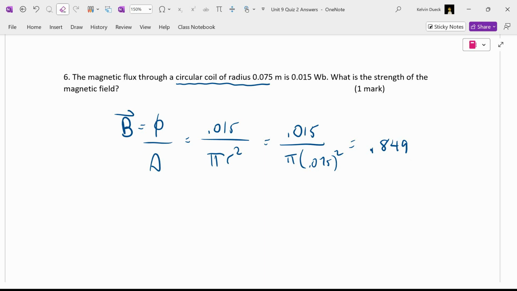Units for magnetic field strength: Teslas. And this one, I guess I only made 1 mark, so I'd probably go like this. Half mark for the equation, half mark for the answer.